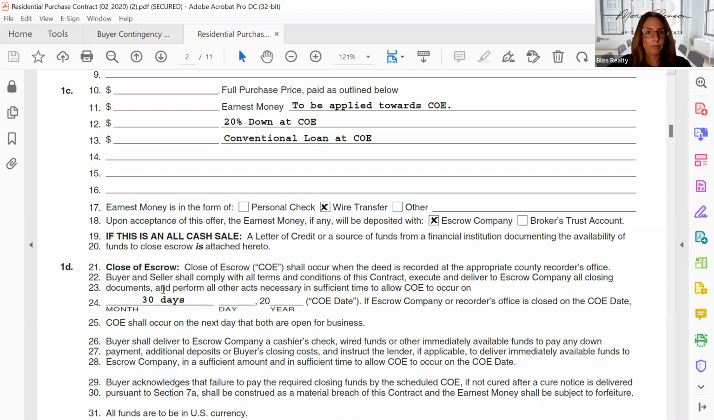Close of escrow. I have notes in here, 30 days, 30-day sale. But again, you've got to ask your lender. I always reference it back, and this is just how I was taught. You have your team. Your team is your title company. Your team is your lender.